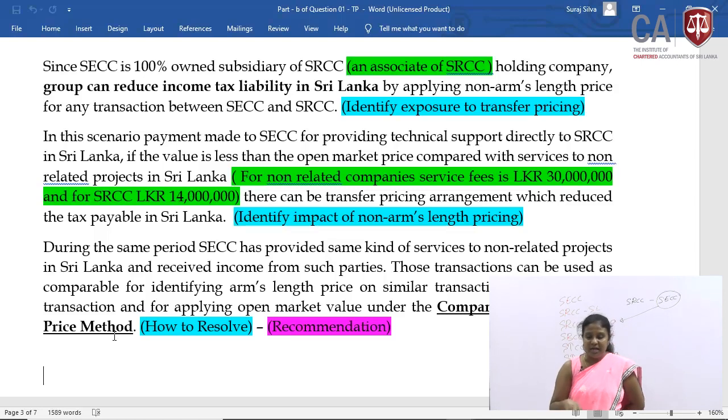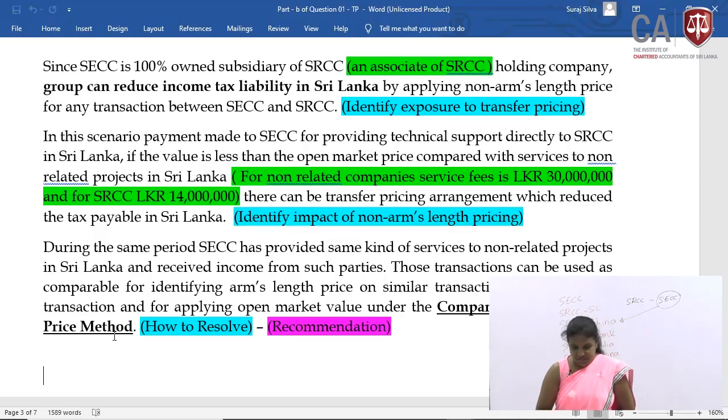Then there can be a transfer pricing arrangement. When looking at the transaction, there can be a transfer pricing arrangement for the reason to reduce the tax payable in Sri Lanka. The second para is what I have done: identify the impact of non-arm's length pricing. What's the impact? Reduction of the tax liability in Sri Lanka.